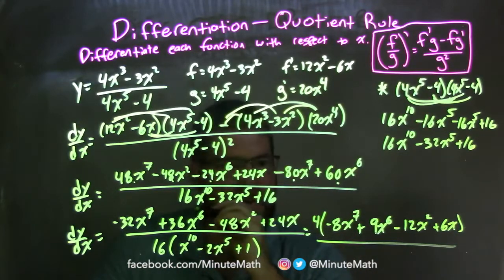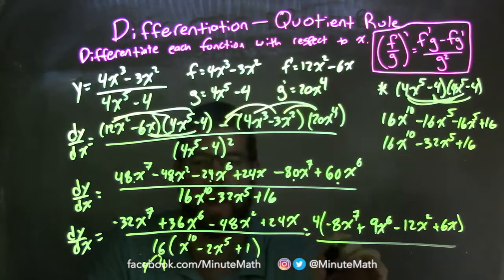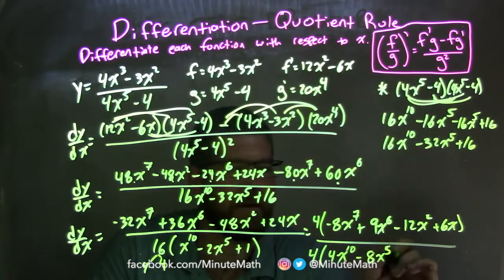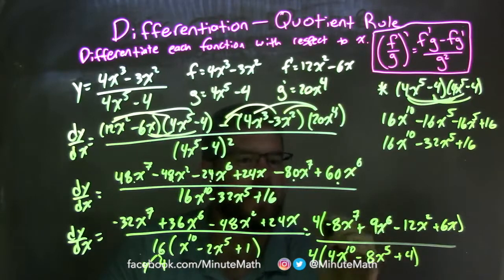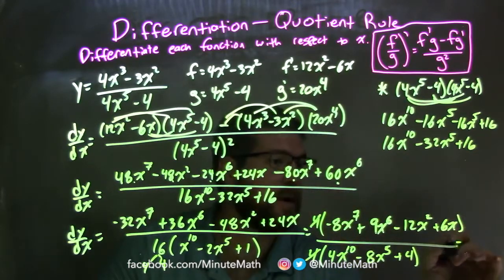Well, since I know 4 is the only part I can pull out, and 16 is really just 4 times 4, I'll put a 4 back in the inside part, so 4 times multiplying this other 4 inside, 4x to the 10th minus 8x to the 5th plus 4. Okay, so now our 4s will cancel, leaving me this being my final answer, my final derivative, my dy dx.